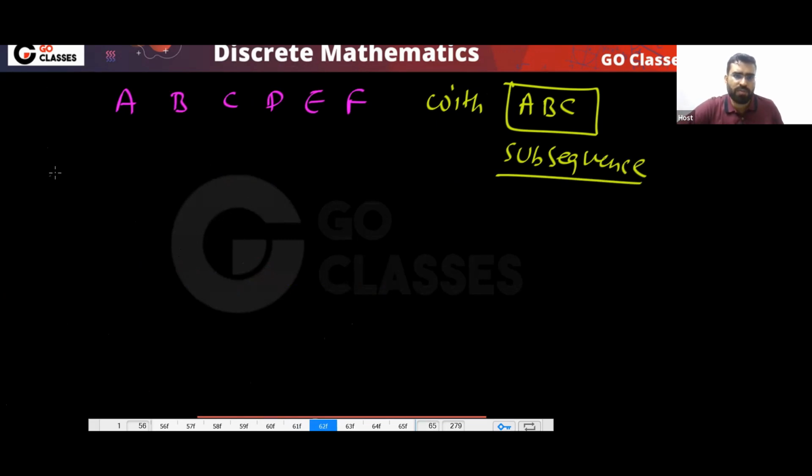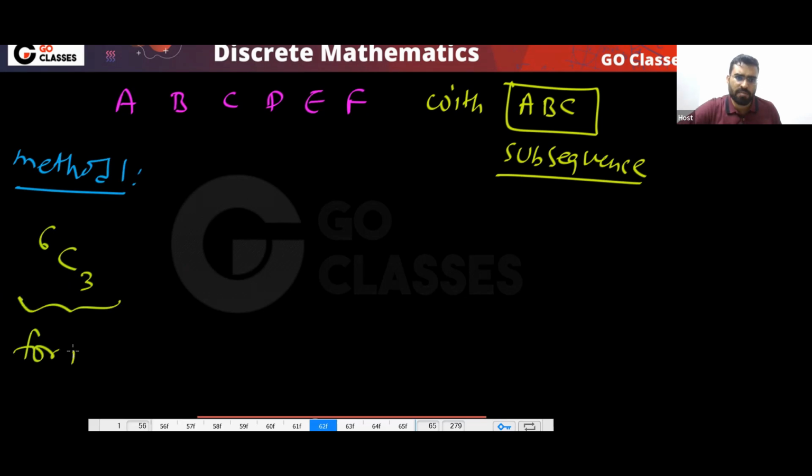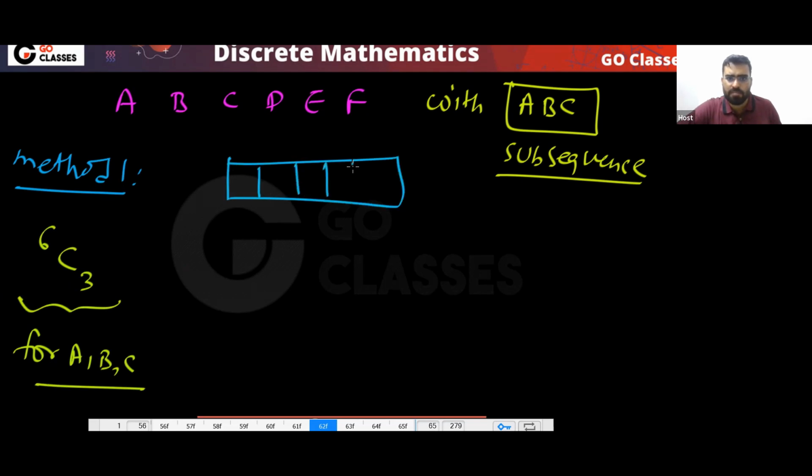Okay, very simple. There are total 6 positions. You can select 3 positions for A, B, C. Once you select 3 positions for ABC, how many ways can they go? Only one way they can go. The remaining 3 people can arrange in 3 factorial ways.